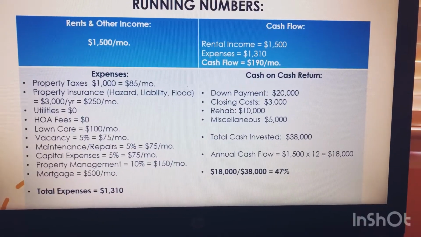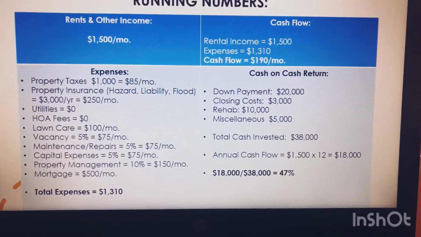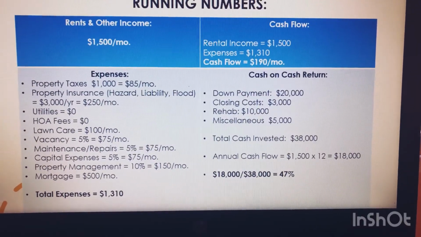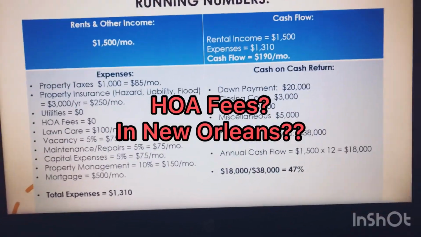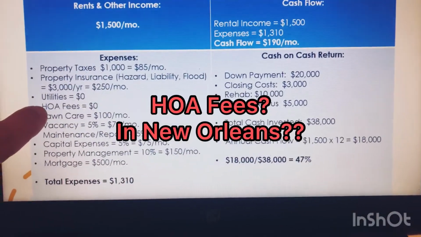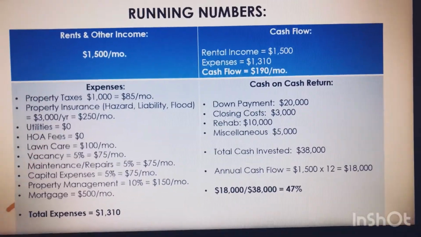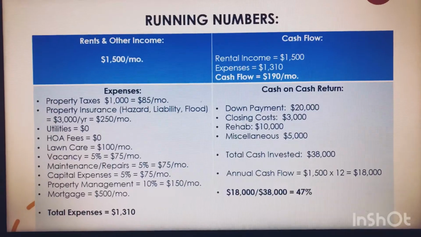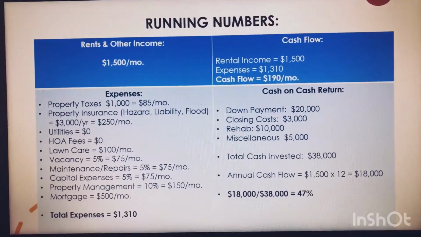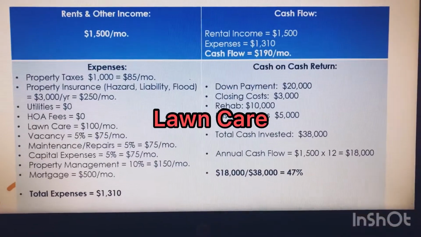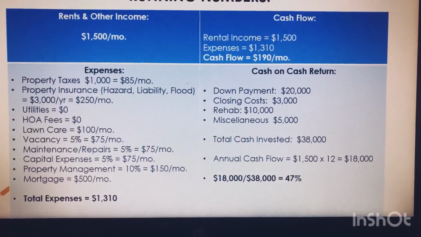Okay? So utilities, again, we're not going to get too much into a lot of these, but just want to explain them as I go through them. Homeowners Association fees, HOA fees. We're just going to assume that there are none. Most areas around here don't really have homeowners association fees. You're probably going to find this in newer subdivisions, things like that. Lawn care. Oh, well, if you're not going to cut the grass yourself, you have to hire somebody. Let's say you're paying $100 a month for lawn care.